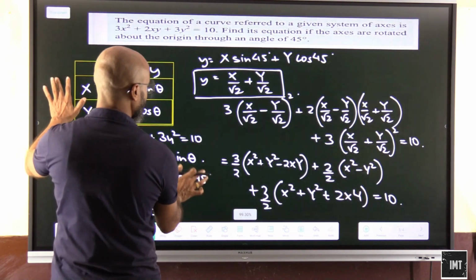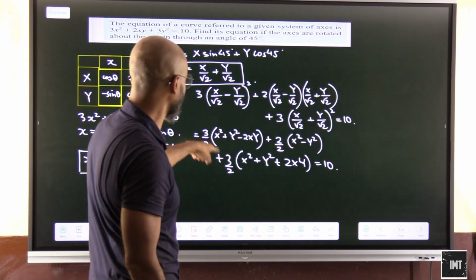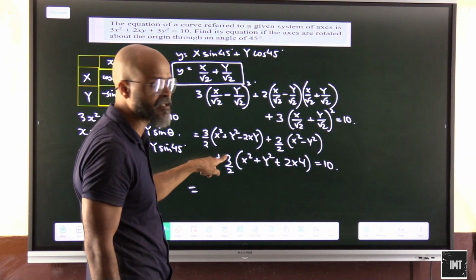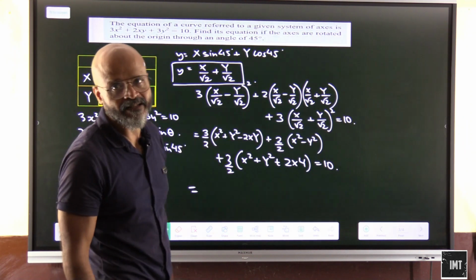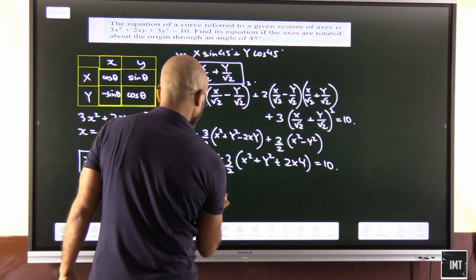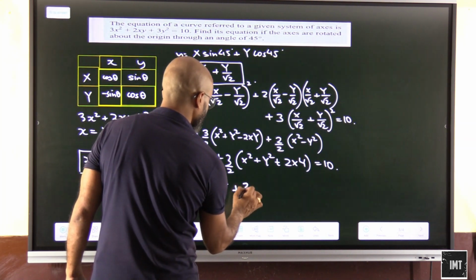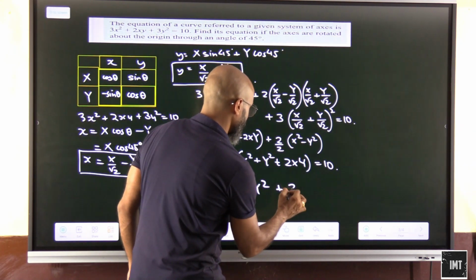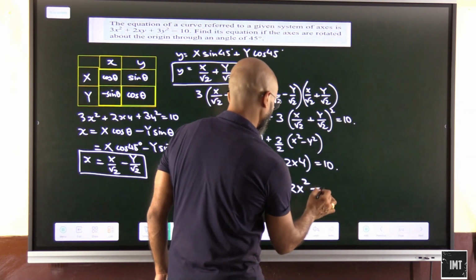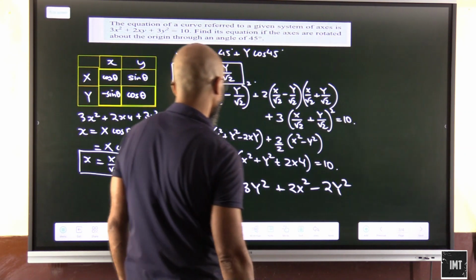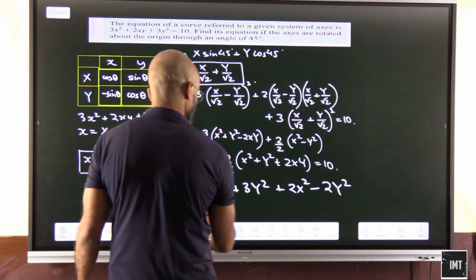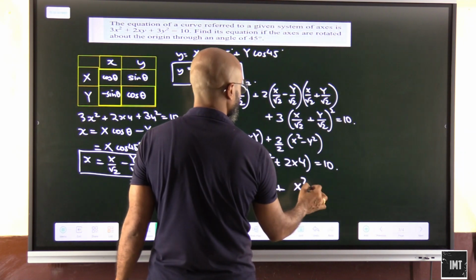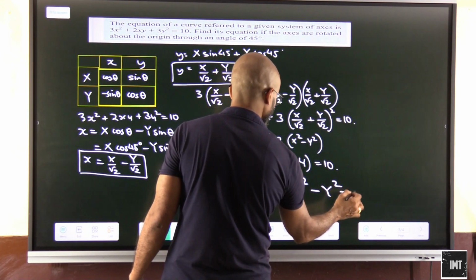So let's sort this out here. So 3 by 2 x square plus 3 by 2 x square, this gives you 6 by 2 x square, which is basically 3x square. So this is basically 3x square plus 3y square. This obviously gets cancelled. What we will have here is plus x square minus y square is equal to 10.